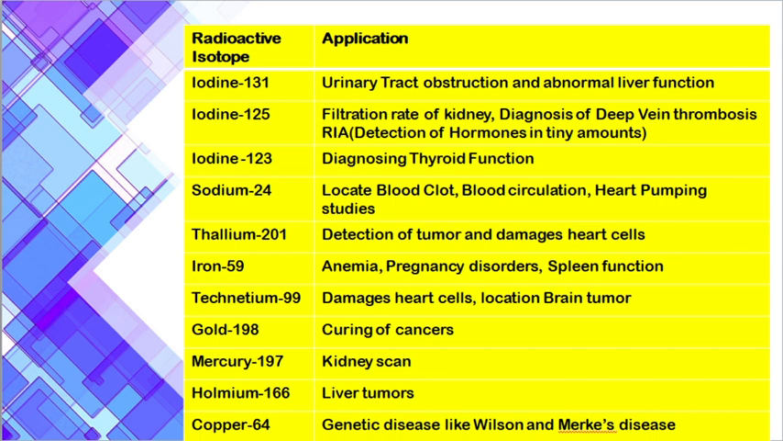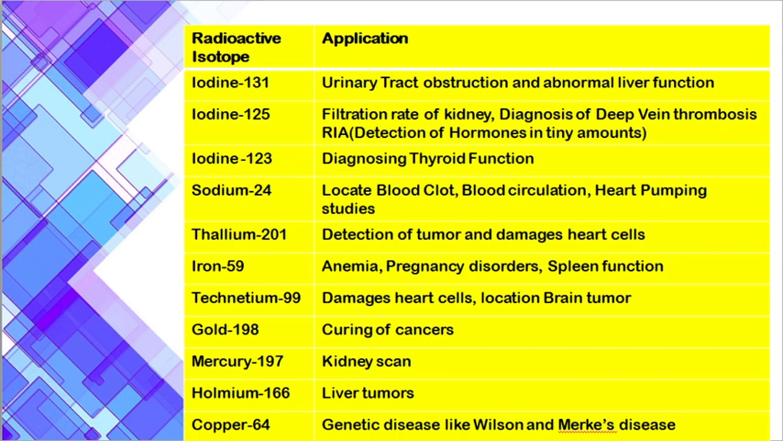And this iodine-125 is used in an immunological assay called radioimmunoassay. So this radioimmunoassay is a technique which is used to detect the hormone present in tiny amounts in the body. Next is iodine-123. It is used for diagnosing your thyroid gland function.